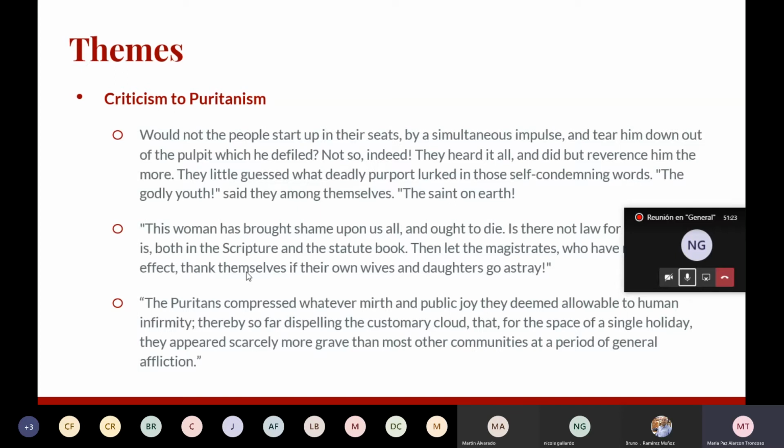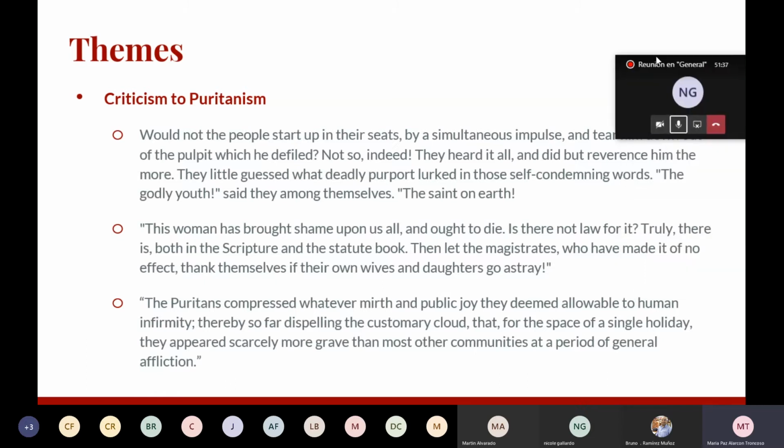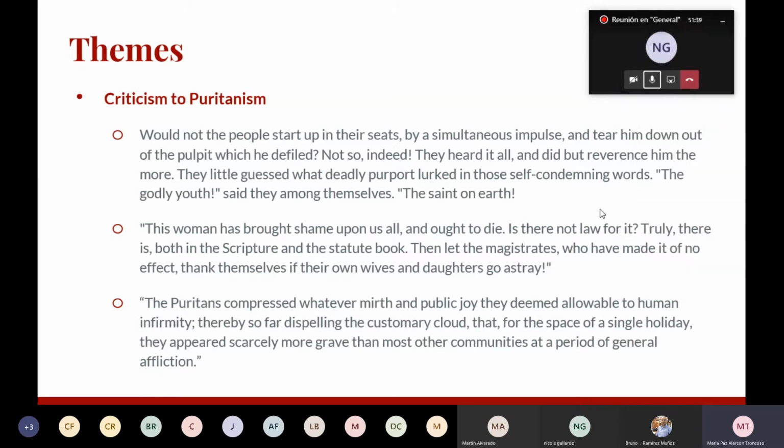The second quote refers to something that a woman said when Hester was on the scaffold. This woman said that this woman has brought shame upon all of us and ought to die, because she was sentenced to death in the beginning. Is there not law for that? Truly there is, but in the scripture and the statute book. So they mixed a lot of religion with the laws of the town.